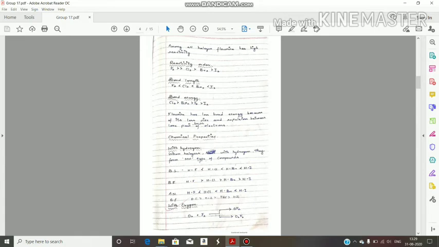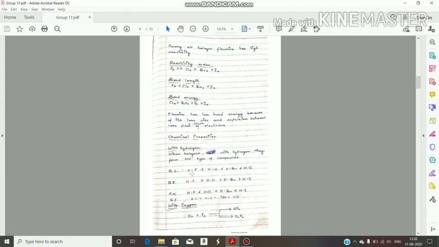Next, chemical properties. When these halogens react with hydrogen, they form MH type of compounds. In the 15th group, MH3. In the 16th group, MH2. Here, MH. For example, HF, HCl, HBr, HI. Now here we have to discuss some orders: bond length, bond energy, acidic nature, boiling point.